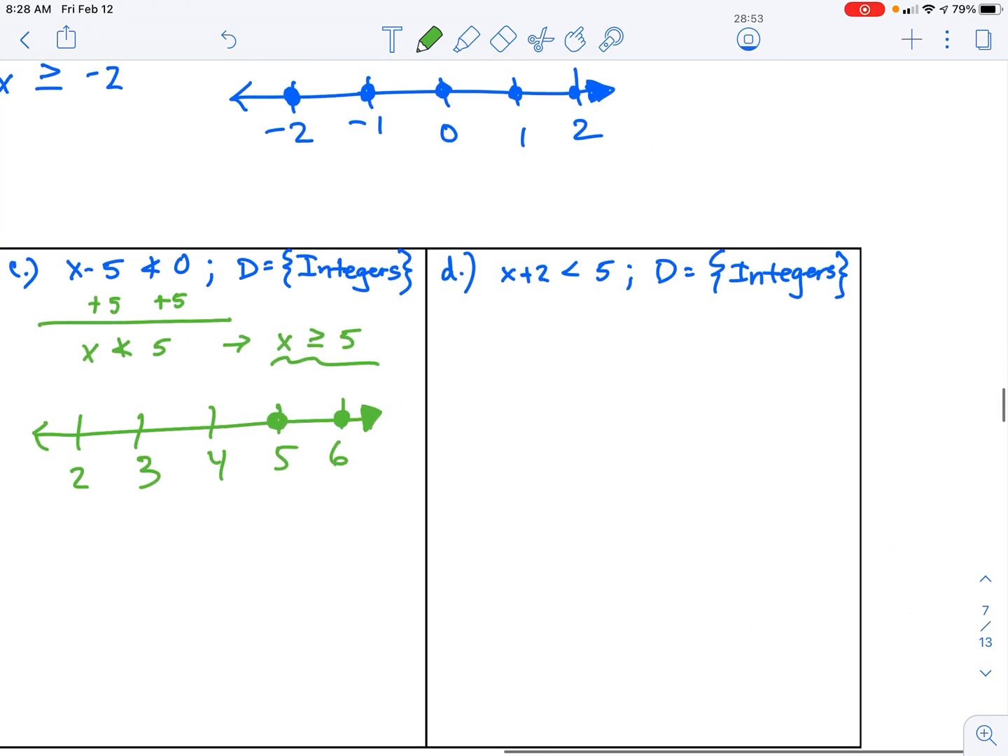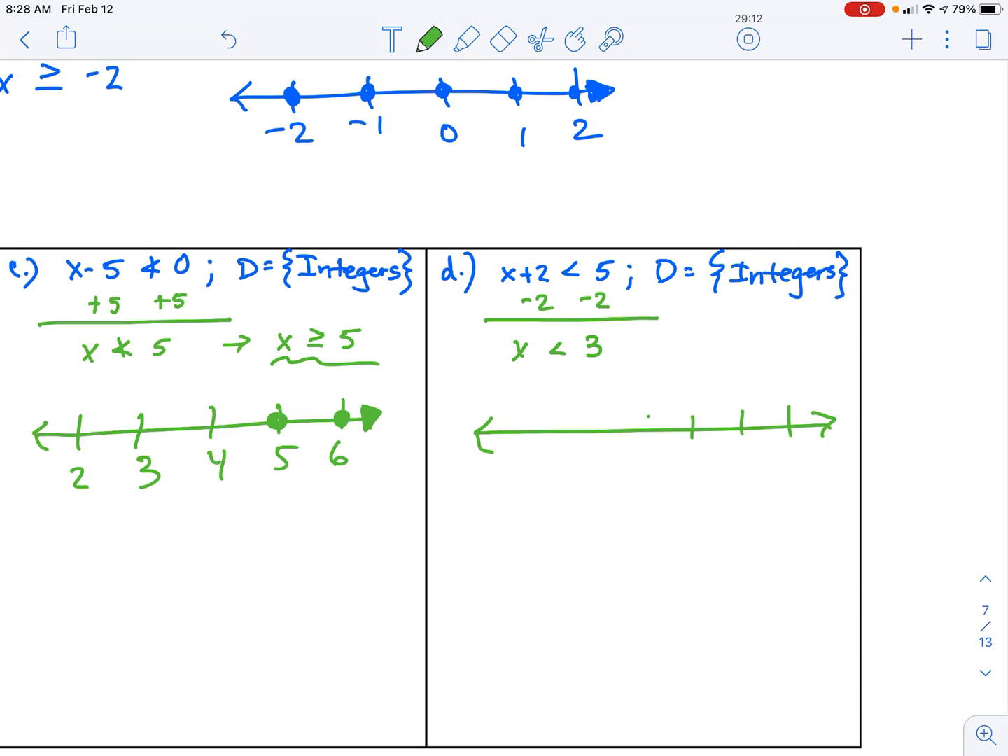Okay, letter D. Let's solve this thing. So we have minus 2 on both sides. Handle it just like a regular equation. X is less than 3. And our domain is restricted to all integers. So all integers that are less than 3.